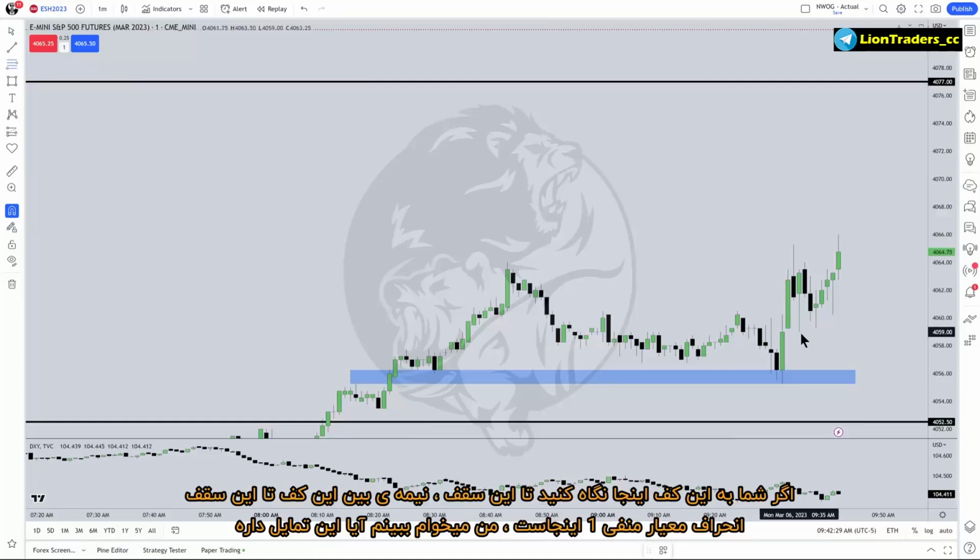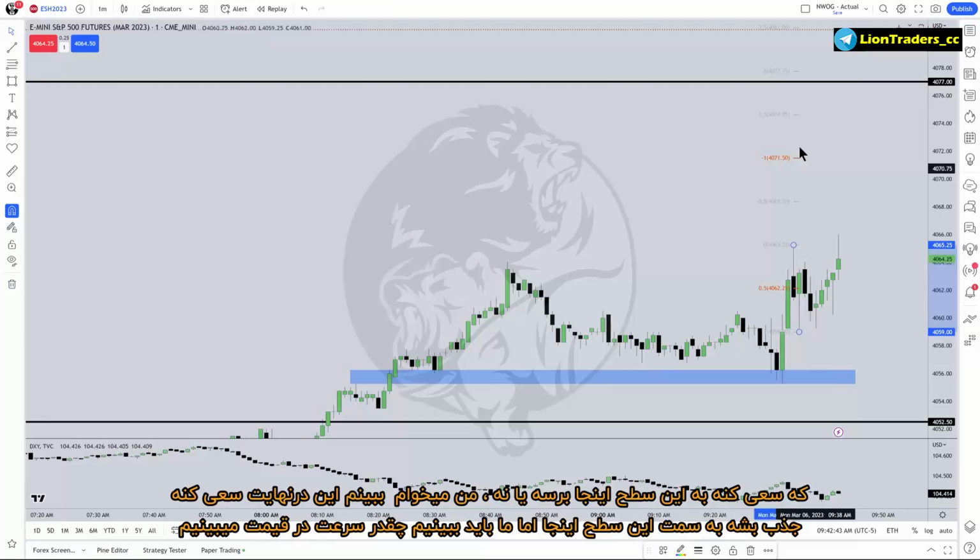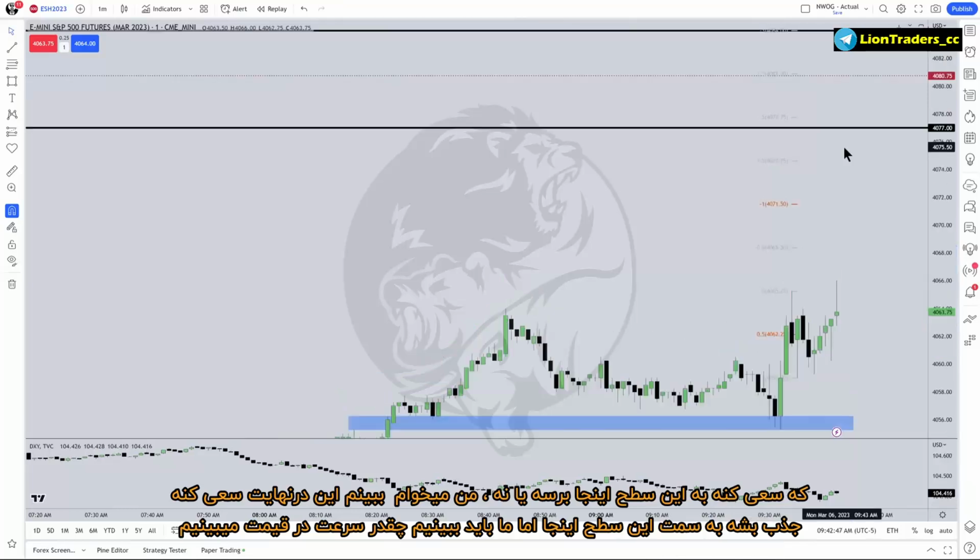If you look at this low to this high, halfway between this low and this high, one standard deviation is here, -1. I want to see, does it have the willingness to try to get to this level here? I want to see it ultimately try to gravitate towards this level here.